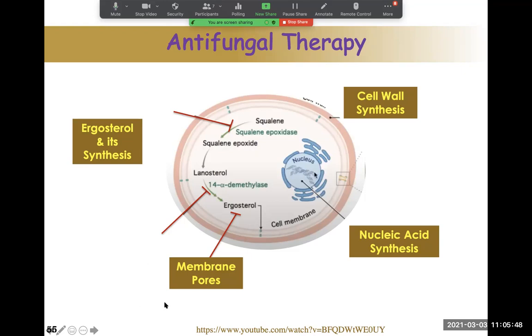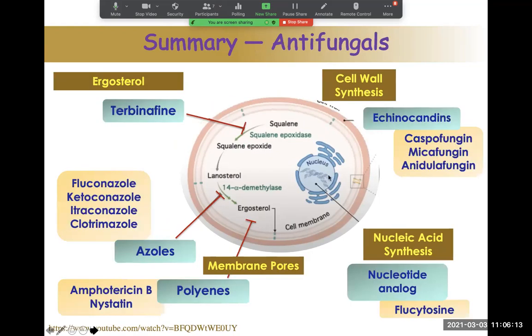I think something is missing here. Okay, so I think this is echinocandin, I believe. Maybe on the next slide I'll see it. And then you can also attack ergosterol itself, and this is done by making holes. You can prevent nucleic acid synthesis with the analogs, or you can prevent cell wall synthesis. So let's see if I have the list of those drugs. There you go. Okay.